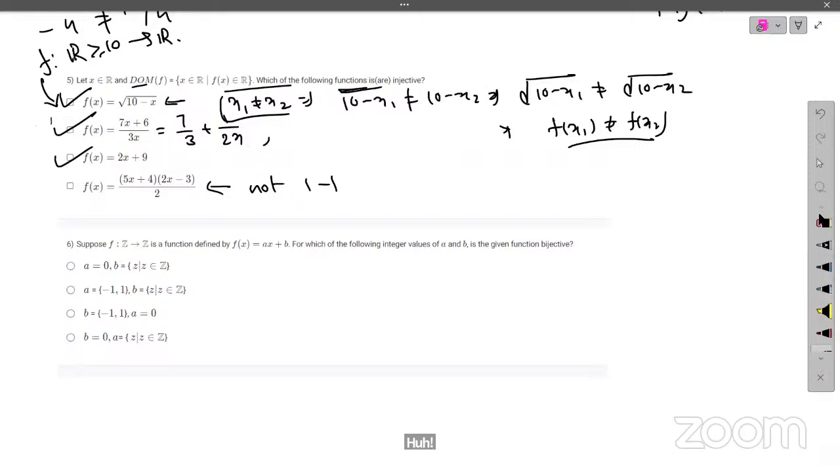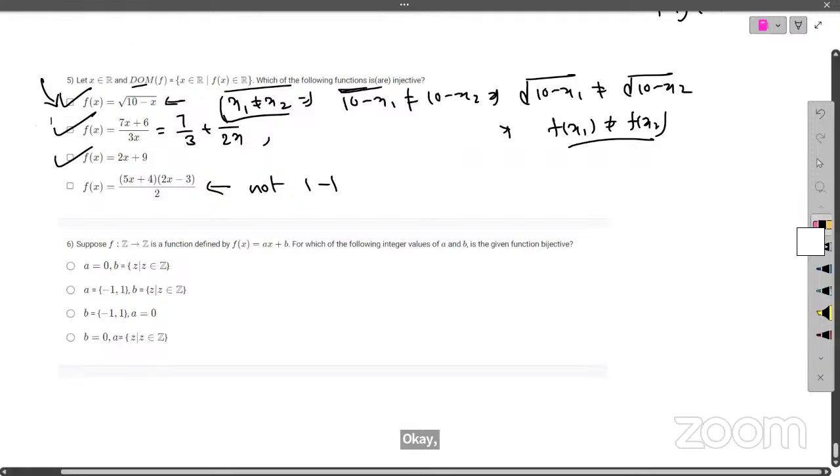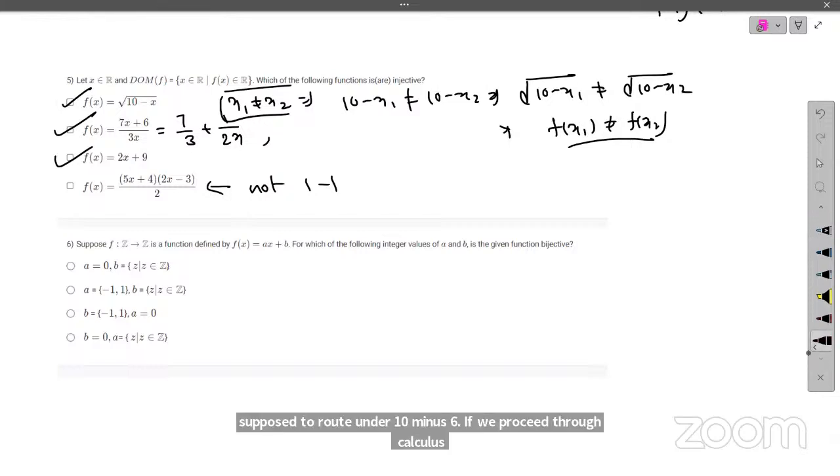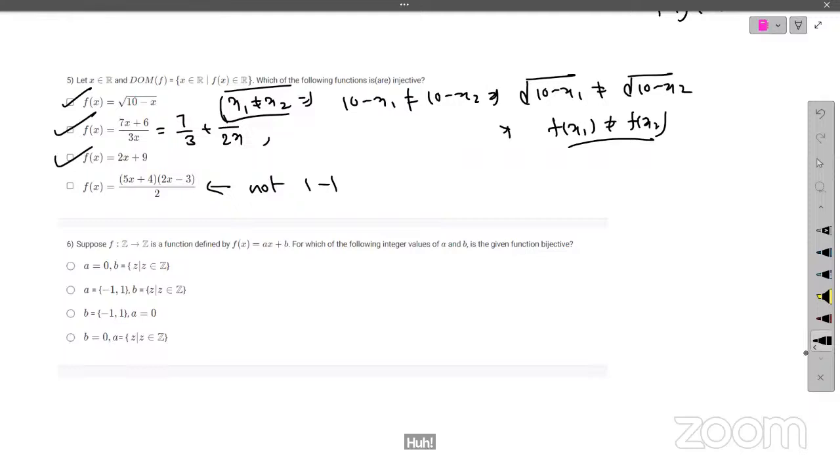Ma'am, can we do the second option from the calculus method also? For the first calculus question, the answer is that it is injective, where f(x) equals root under 10 minus x. If we proceed through the calculus method, the answer comes, right? Calculus method means which method? After doing differentiation and checking whether it's... Don't go there. We haven't taught differentiation yet, so I'll suggest that without differentiation you try to apply whatever knowledge we have now.